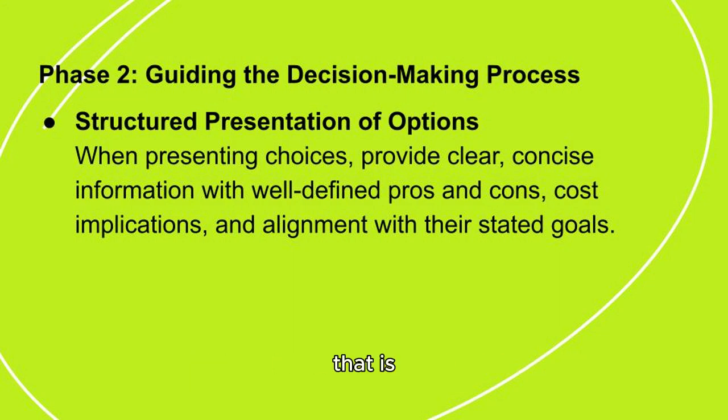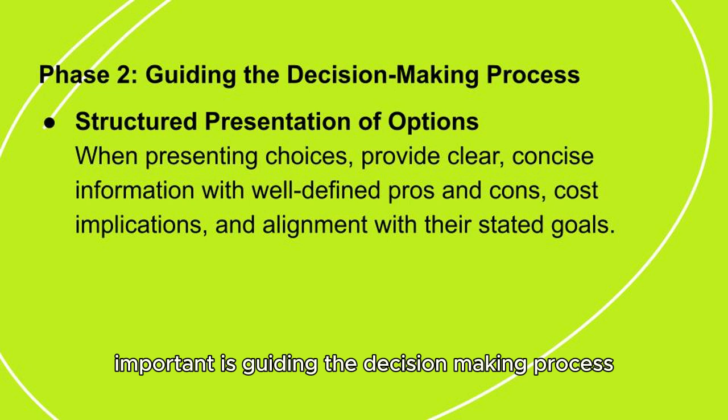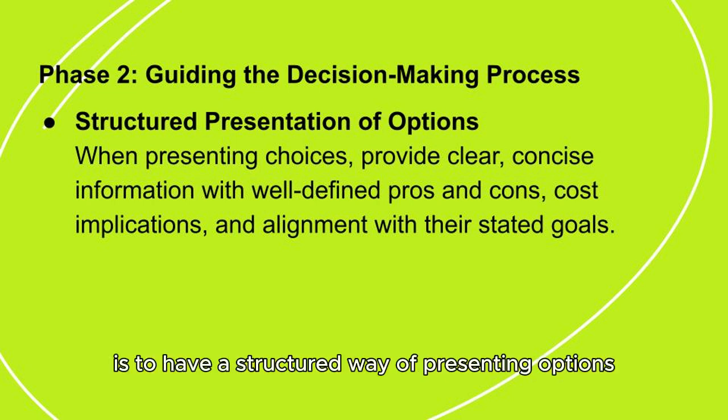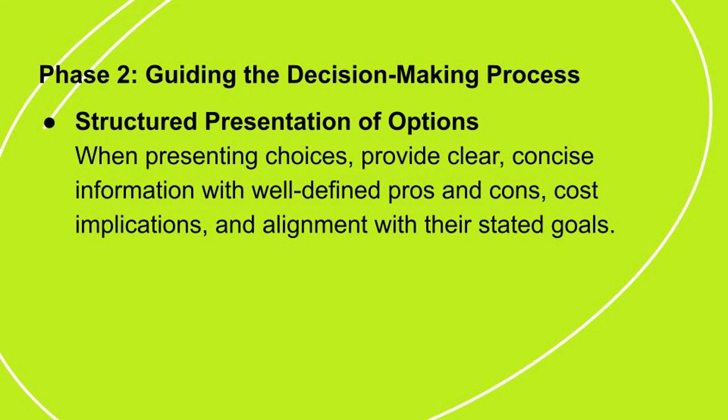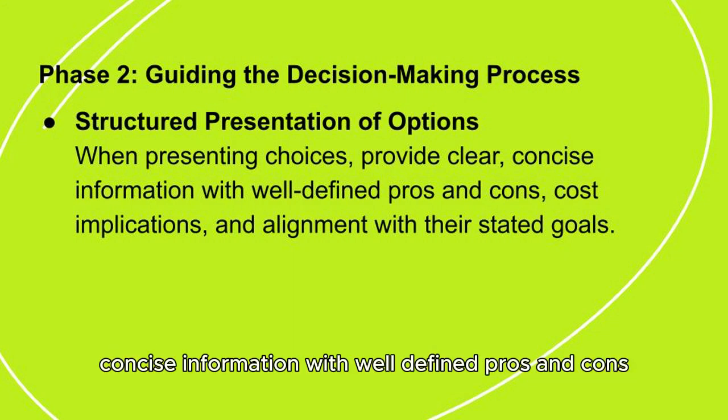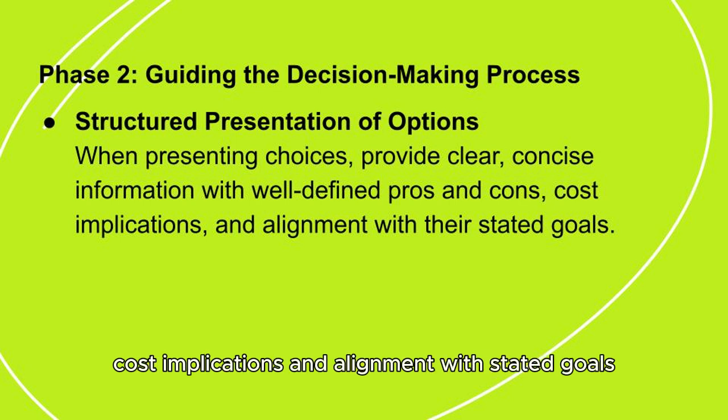After you have this proactive setup and expectation management in place, the second phase that is important is guiding the decision making process. Now, for those working on projects where you need to get buy-in or even decision making from different levels of approval, I think what will help you is to have a structured way of presenting options. When it comes to presenting options, you have to provide very clear, concise information with well-defined pros and cons, cost implications, and alignment with stated goals.